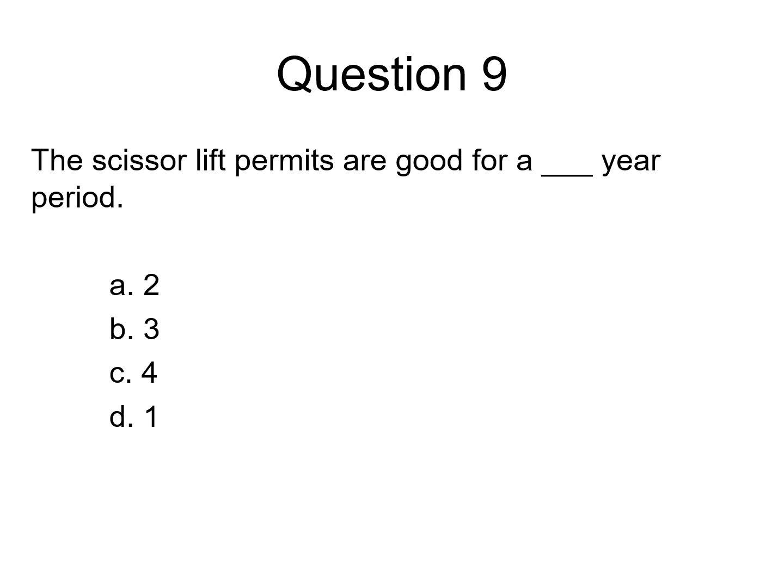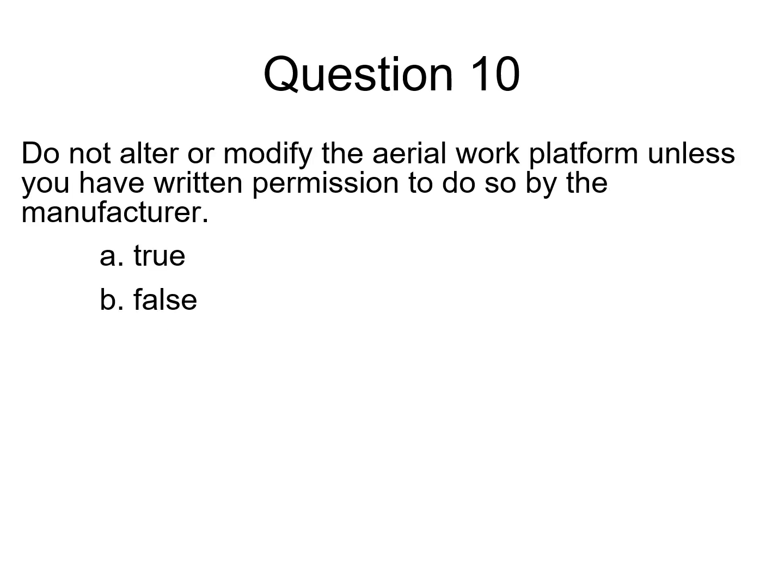Question 9. The scissor lift permits are good for a blank year period. A, 2. B, 3. C, 4. D, 1. Question 10. Do not alter or modify the aerial work platform unless you have written permission to do so by the manufacturer. A, true. B, false.